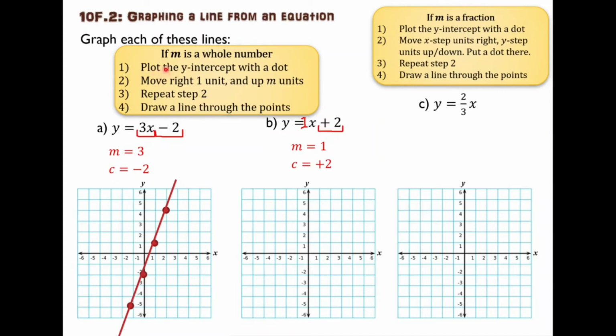So let's plot the y-intercept with the dot. The y-intercept is right here on the y-axis because it is +2, so we go up. Then we move right 1 unit and up 1 unit because m is 1. Right 1, up 1, right 1, up 1, right 1, up 1. And we can do the same in the other direction. Left 1, down 1, left 1, down 1, and so on.